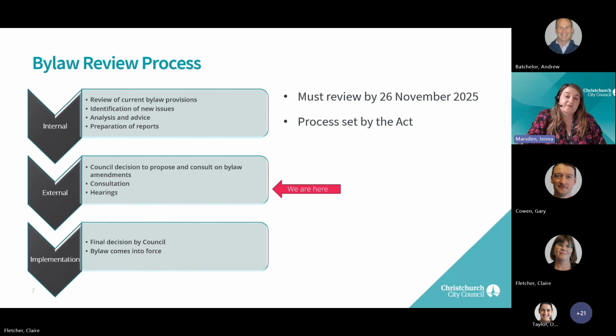And then the third stage is implementation, where the council will make that final decision to adopt the final bylaw and bring it into force. So we're currently in that external phase. We've got that wee red arrow. So we're consulting on the proposed amendments to the current bylaw, and the remaining part of the process will take around about 6 months. And we're going to talk a little bit more about the timeframes and next steps later on after covering off proposed amendments to the bylaw.